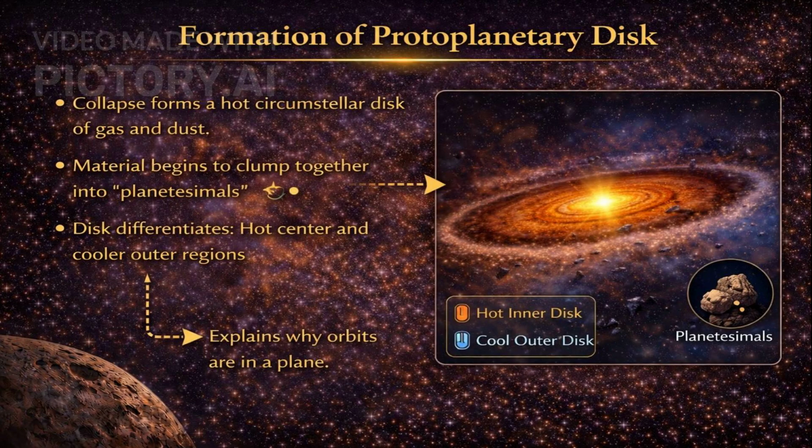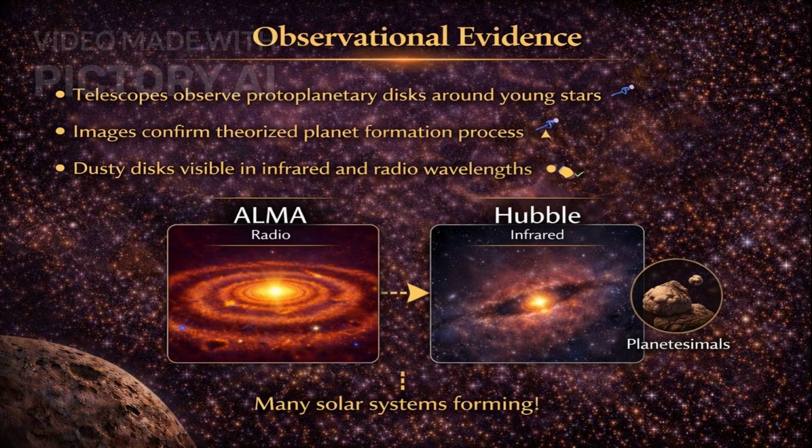The collapse forms a hot circumstellar disk of gas and dust, where material clumps into planetesimals. The disk differentiates into hot inner and cooler outer regions, further explaining the planar nature of orbits. Telescopes like ALMA and Hubble observe protoplanetary disks around young stars, confirming the theorized planet formation process. Dusty disks are visible in infrared and radio wavelengths, indicating many solar systems are forming.